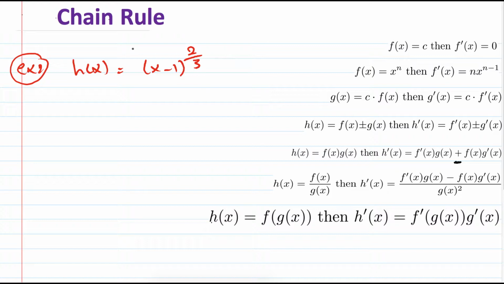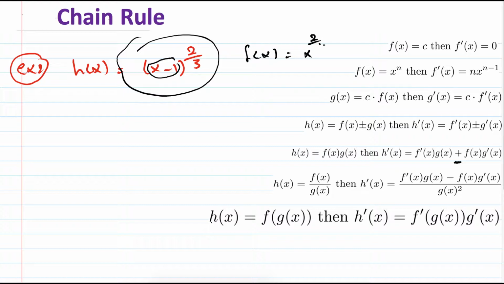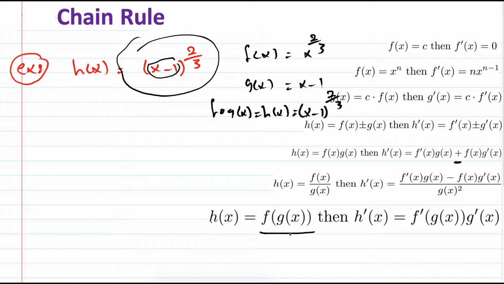So this is the mom function. This is the baby function. f of x equals x raised to a power of 2 over 3. g of x equals x minus 1. f of g of x, which equals h of x, equals x minus 1 raised to a power of 2 over 3. That is f of g of x. Then if I want to find h prime of x, basically I'm going to find the derivative of the mom function multiplied by the derivative of the baby function.